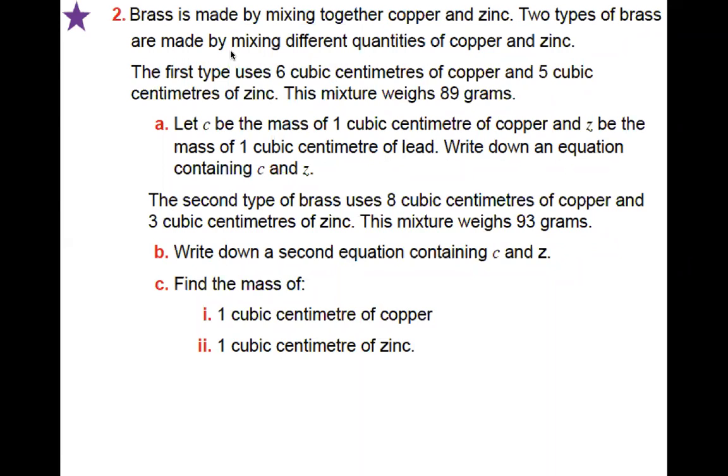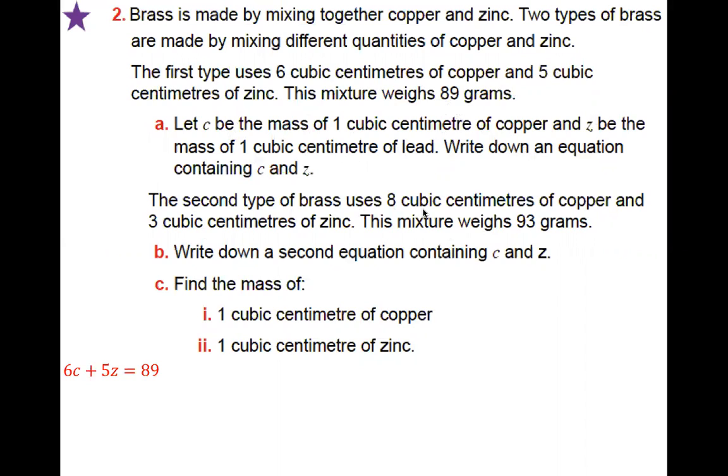So the first type, we were told that brass is made by mixing copper and zinc. The first type uses 6 cubic centimeter of copper and 5 cubic centimeter of zinc, and the mass for the mixture was 89 gram. So let C be the mass of 1 cubic centimeter and Z be the mass of 1 cubic. Write down an equation. So I've got 6 cubic of the one plus 5 cubic of the other one equal the total mass. So you just write 6C plus 5Z equal 89. So that was for this mark here.